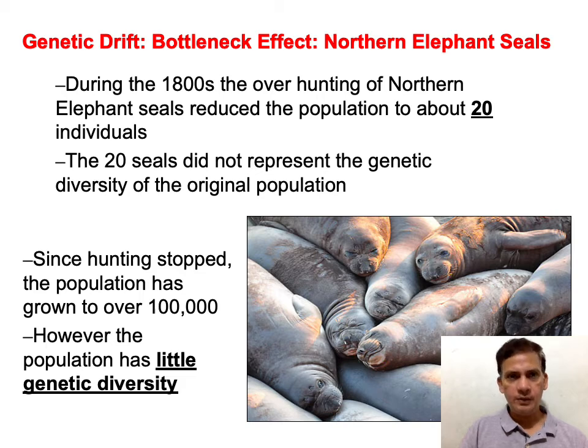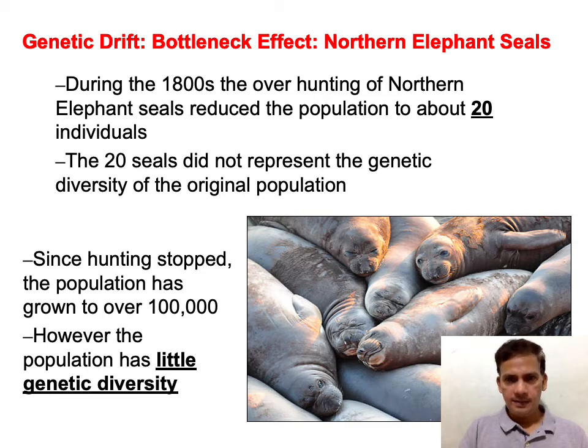Now these 20 individuals do not represent the whole genetic diversity of the population. They just represent a few individuals. Their genetic variation is very low, or we can say the genetic drift has occurred.